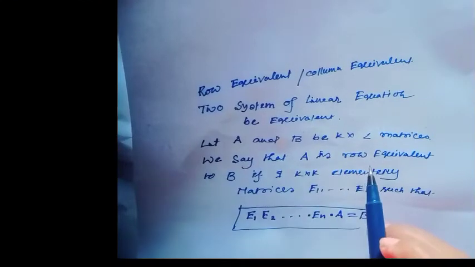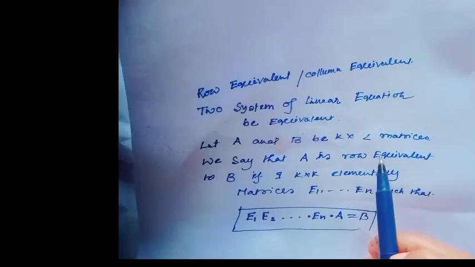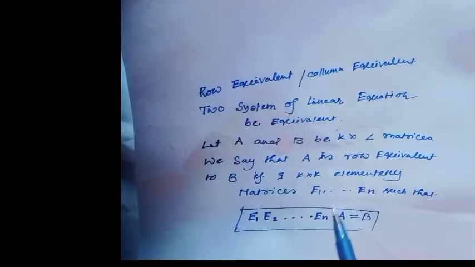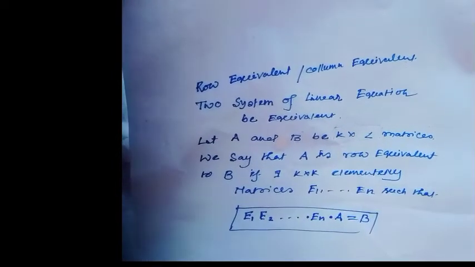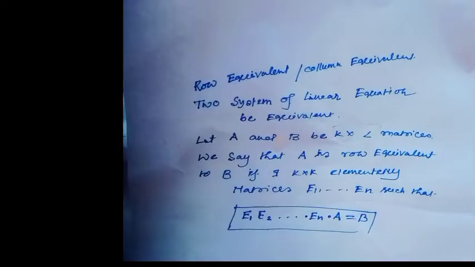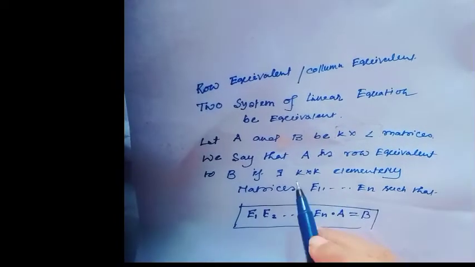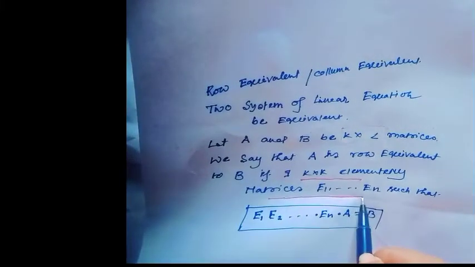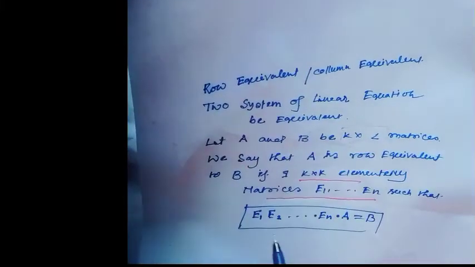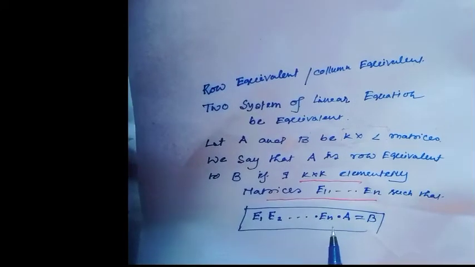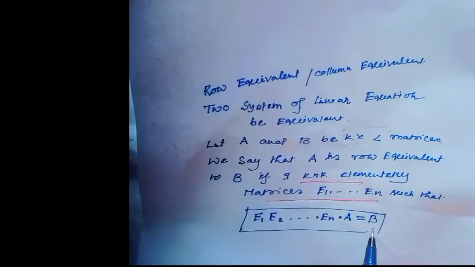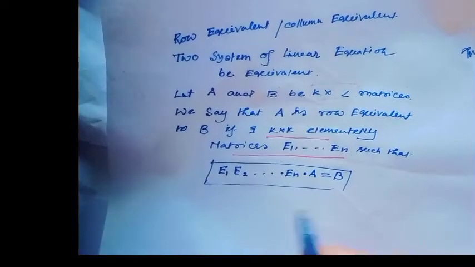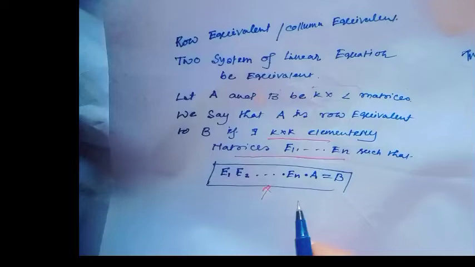First, know the definition. If A and B are K cross L matrices, then we say that A is row equivalent to B if there exist K cross K elementary matrices E1, E2 up to En such that E1, E2 up to En times A equals B. And today's goal of this lecture is to see this operation geometrically.